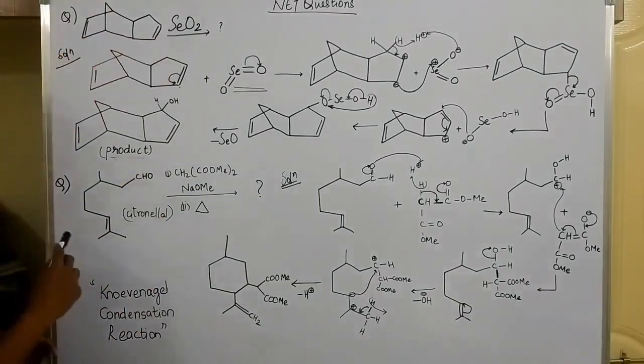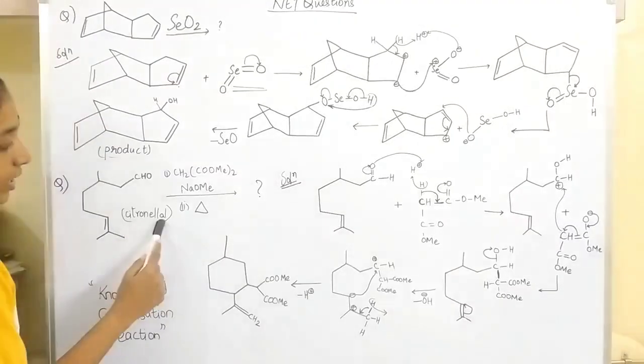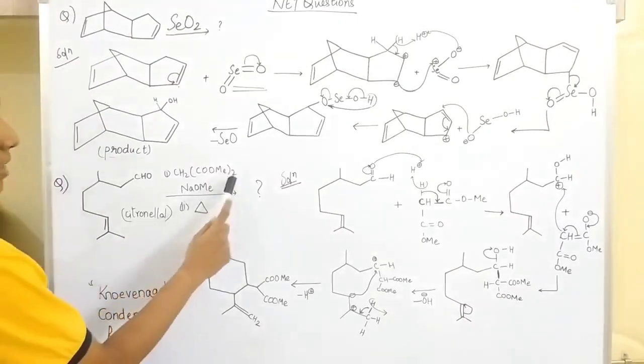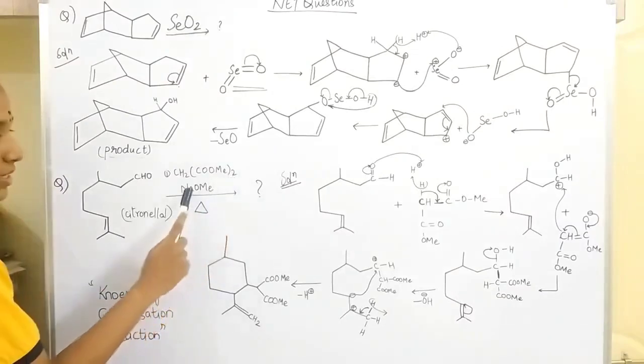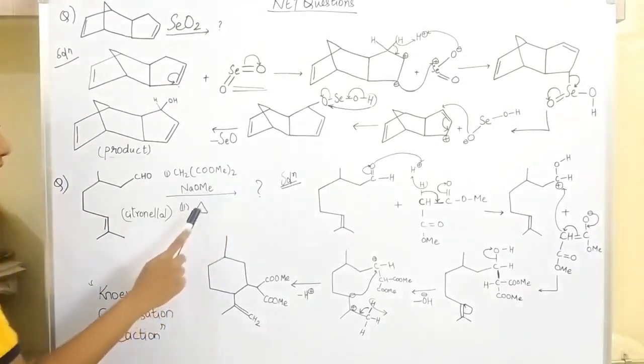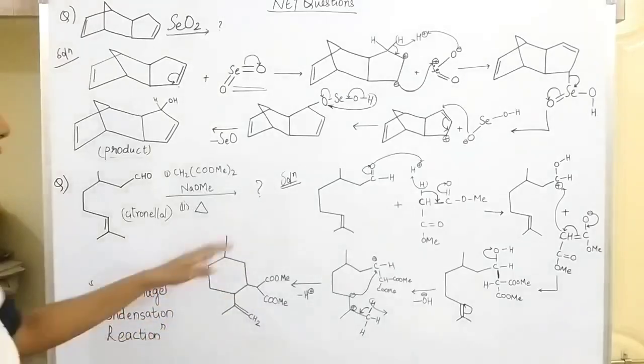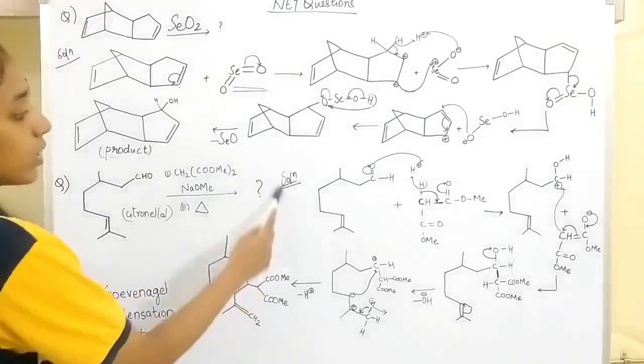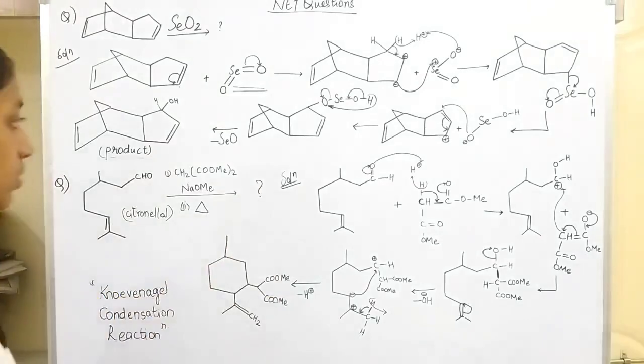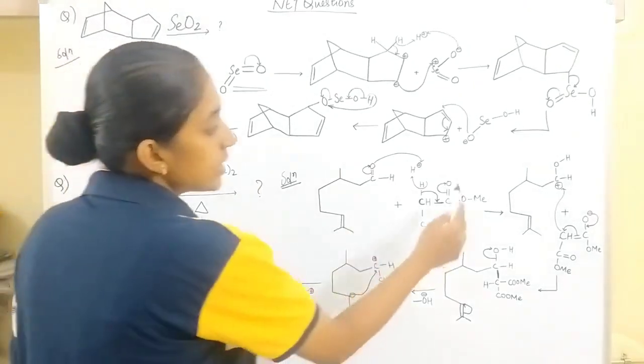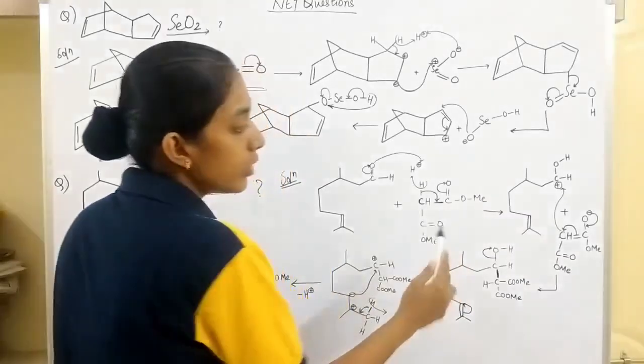Now, we'll see the next question. So here, citronellal will react with dimethyl malonate in the presence of NaOMe and later on it will be heated. So it will be giving us one product. We have to find what this product is. So, this is citronellal and this is dimethyl malonate.